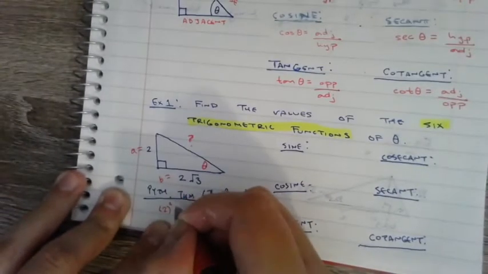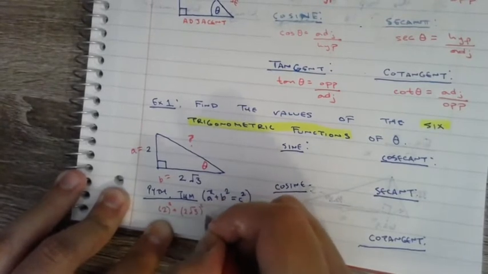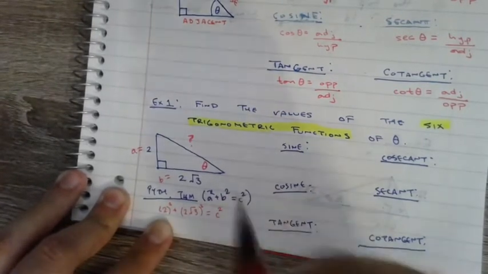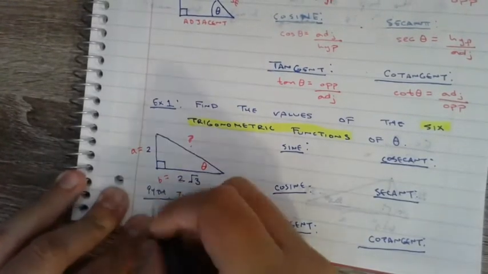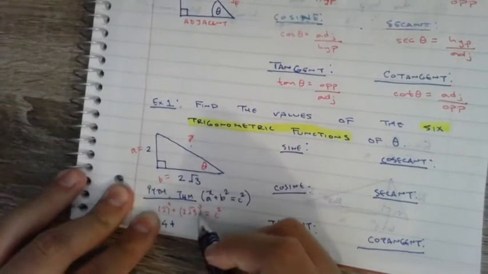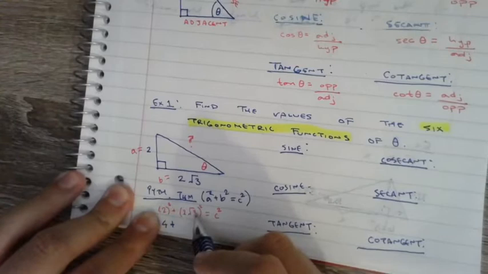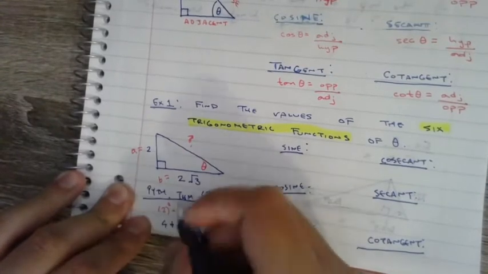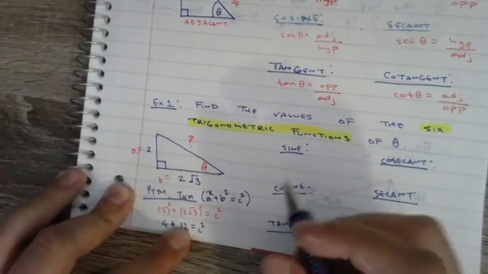Now, I'm going to say 2 squared plus 2 square root of 3 squared equals c squared. Once you do the math, you're going to get 4, because remember 2 squared is 4, and then 2 square root of 3 squared is 4 times 3, so plus 12 equals c squared.